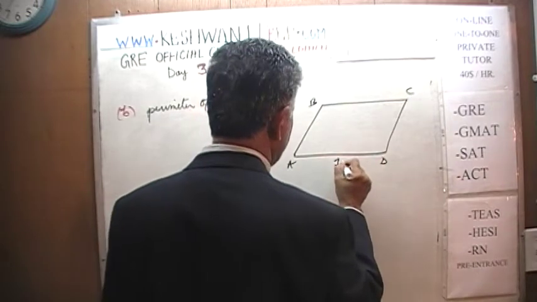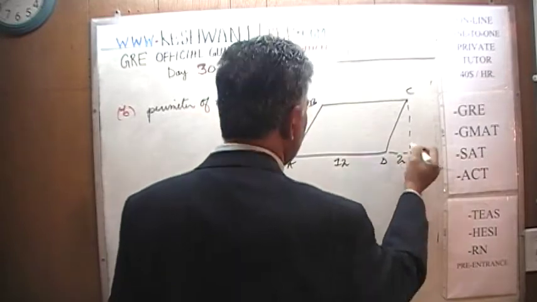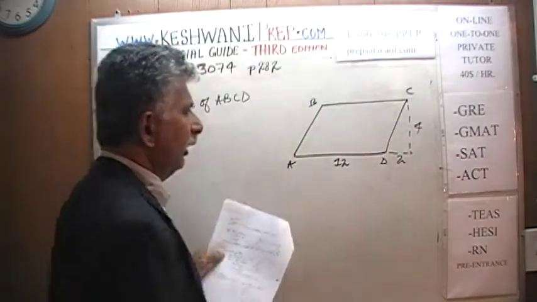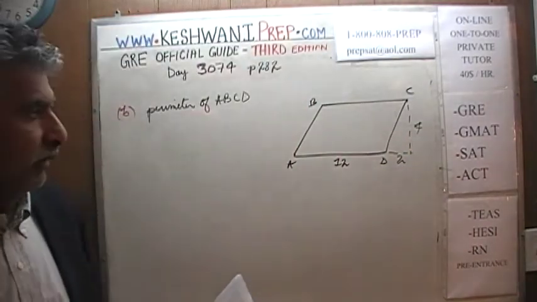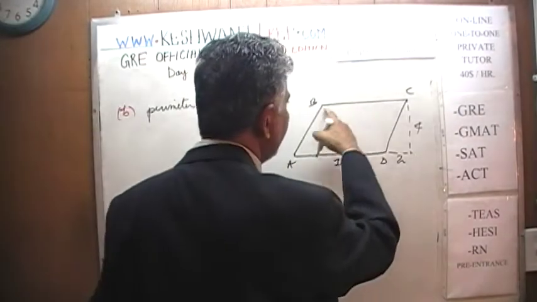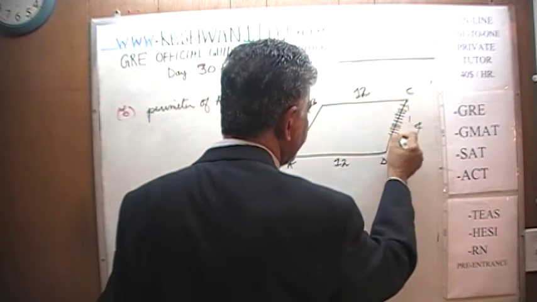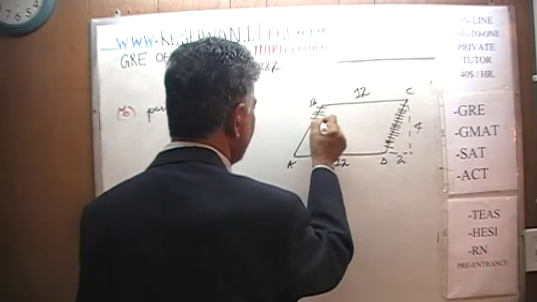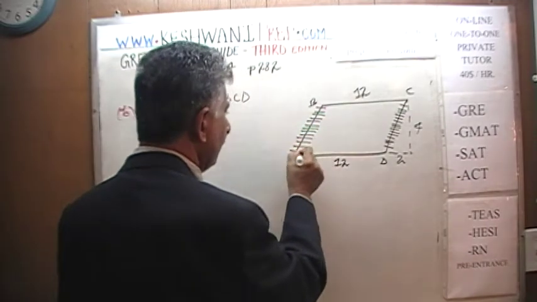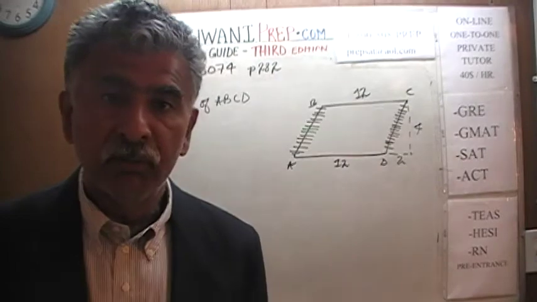We are told that this side is 12. We draw the perpendicular and this distance is 2. We are told that this distance is 4. And what we're interested in finding out is the perimeter. But in order to find the perimeter, we already know this side. This side is 12, which means B to C is also 12. But we need to know this side. This side and this side are going to be the same. We need to find those sides. That's how we're going to find out the perimeter.